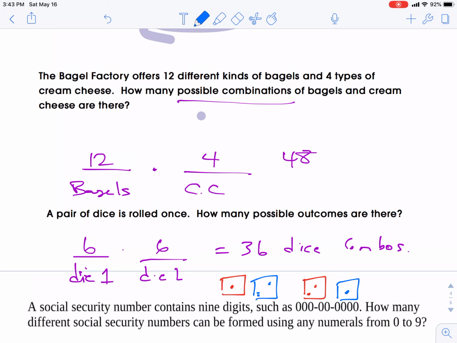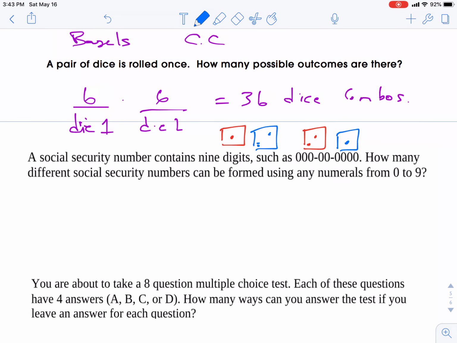Okay. A Social Security number contains 9 digits, such as 000000000. How many different Social Security numbers can be formed using any numerals 1 through 9? Well, if we count out the spaces, there's 3, 4, 5, 6, 7, 8, 9. So we have 9 spaces out here. One more space. And then we're going to fill in opportunities here.